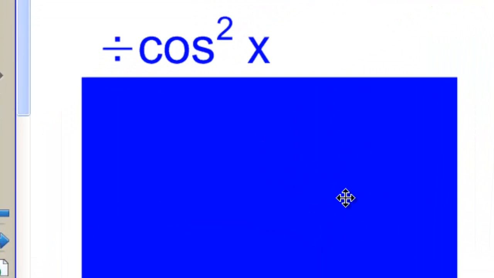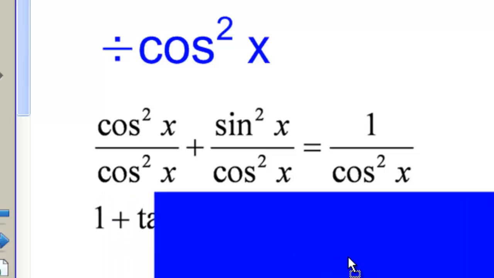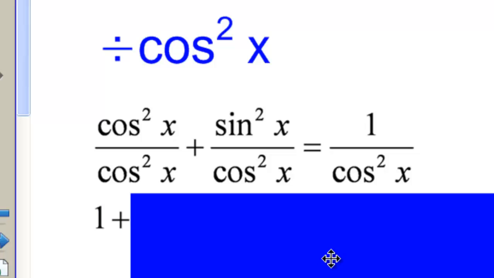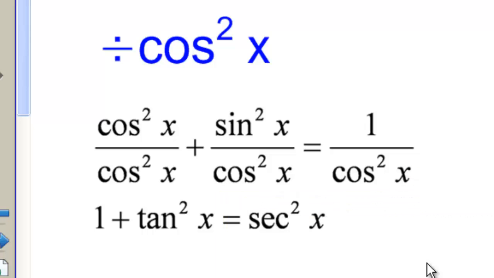Now, if I take the cosine squared x plus the sine squared of x equals 1 and divide every term by the cosine squared of x, I yield cosine squared x over cosine squared plus sine squared over cosine squared equals 1 over cosine squared. Cosine squared over cosine squared simplifies to 1. Using my quotient identity, sine squared over cosine squared becomes tangent squared, and 1 over the cosine squared using my reciprocal identity becomes a secant squared.